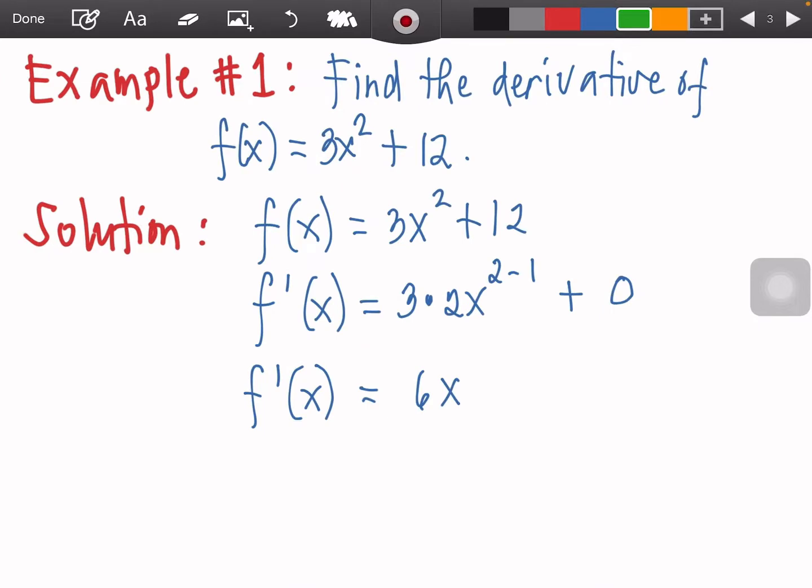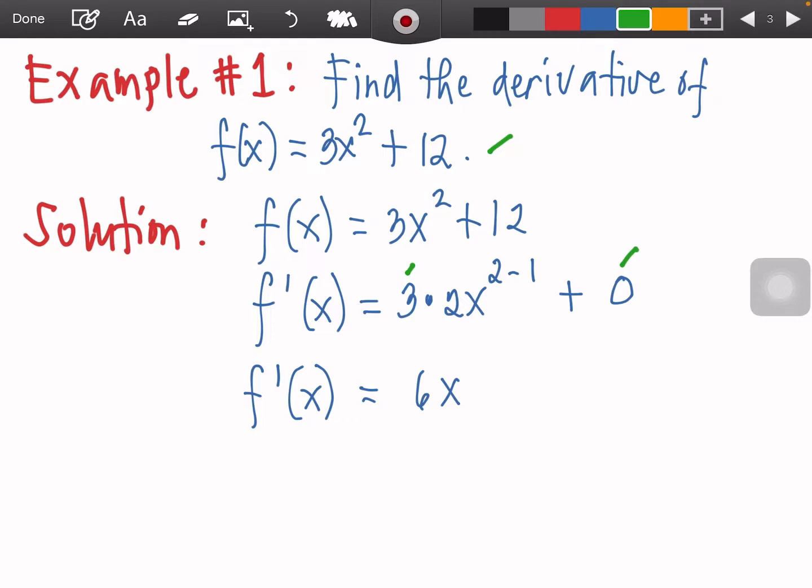We have example number 1. Find the derivative of f of x equals 3x squared plus 12. I hope this function is familiar to you from our previous videos. We are given the function 3x squared plus 12. All we have to do is copy the constant 3 multiplied by the derivative of x squared, which is 2x to the 2 minus 1. And the derivative of the constant 12 is equal to 0.